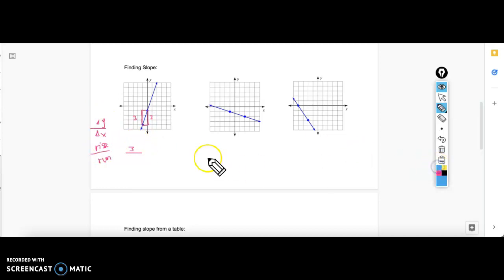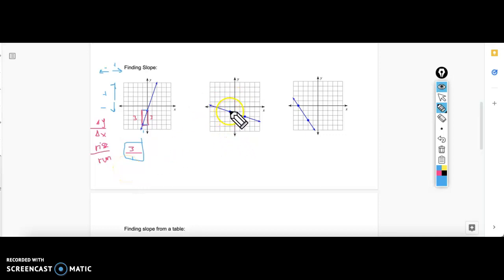Now I'm going to look at my x. How far over did I go? Did I run, right? So remember, up is positive, down is negative, left is negative, right is positive, right? Just like our graph. So in this case, I'm going from this point over to this point, to the right one. So I'm only going to the right one. So my rise was 3, my run is 1. This is my slope of that line. Notice it is a positive slope because both numbers were positive.